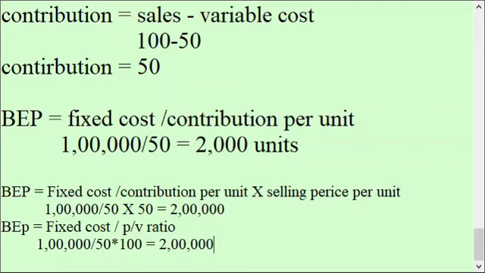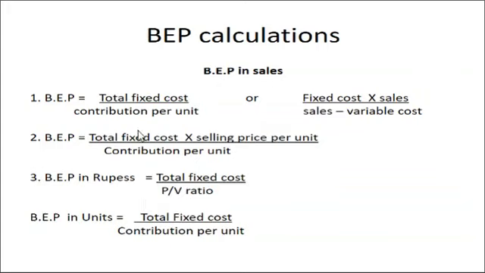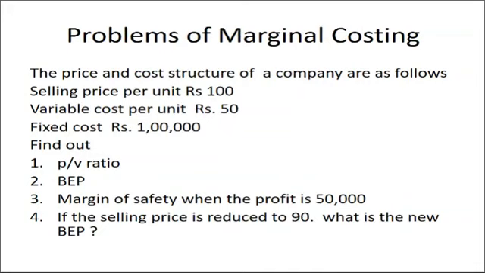So that is for the units, which we don't need. We need to find out BEP in sales. BEP in sales is fixed cost divided by contribution per unit into selling price, or fixed cost divided by PV ratio; we can use either and calculate. We need to check which details are available and which formula we can apply.